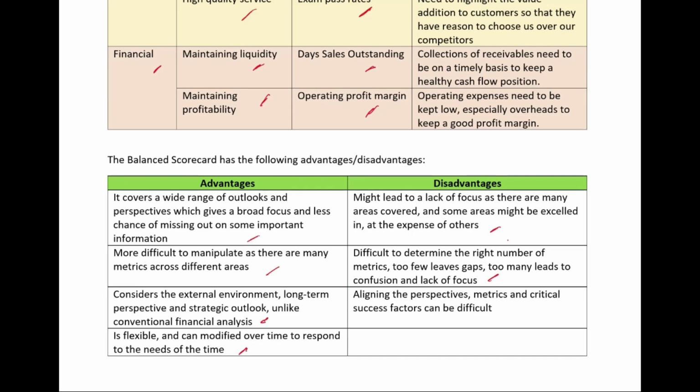And to align all these perspectives, metrics, and critical success factors together, for example, to improve customer perspective, like quality or something, you might have to incur certain expenses, but that would compromise your financial perspective, your profitability. There can be conflicts between different perspectives, different KPIs. So you need to try to make them cohesive and working together rather than conflicting with each other. So that's how the balanced scorecard works. It's quite a popular model these days in real life, and you can see why because of its advantages, but do keep in mind that it has these disadvantages as well.